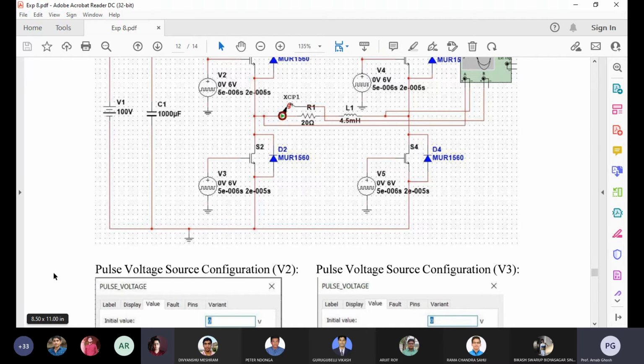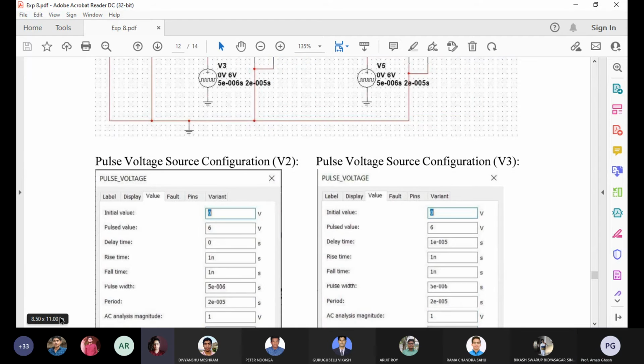That's why we are talking about different load resistance: first starting with R, then RL, and finally RLE, with variations of the gate pulse possible. So that's better. And prepare an observation table.